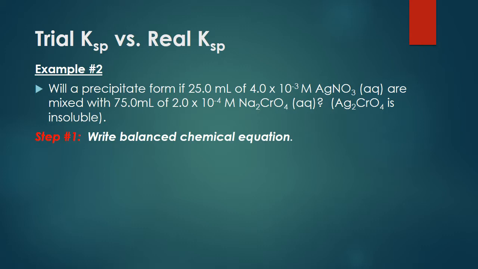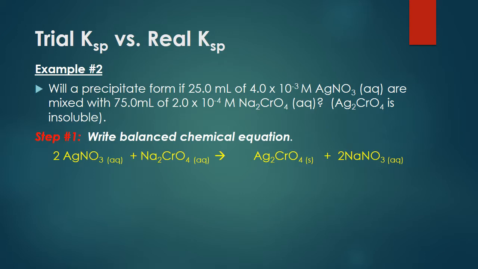The second example is very similar. In this one, we have two solutions that we are combining. They are not in equal amounts this time, so we do need to consider that we need to find the new concentrations of both of them. So first of all, do your balanced chemical equation. You'll find that silver chromate is not in your solubility tables, and whenever that happens, obviously, I will have to give you that information, and that would be your possible precipitate.